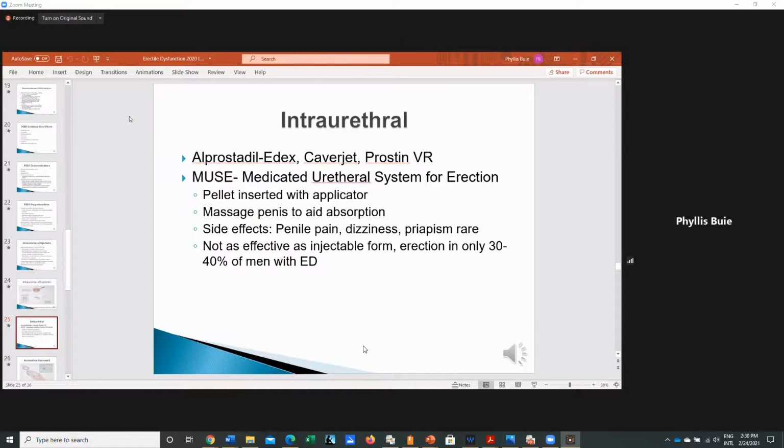However, this is probably one of your least effective forms of medication as well. It's not nearly as effective as the injectable form is. So it may work, it may not work. But if the patient is at a high risk, let's say a chronic renal failure patient or a patient that has severe cardiovascular disease, either the MUSE method or the intracavernosal may be your best options rather than giving them some type of the PDE5 medications.